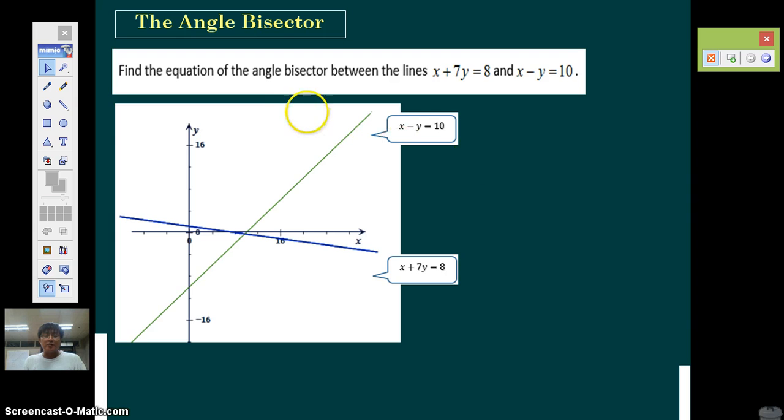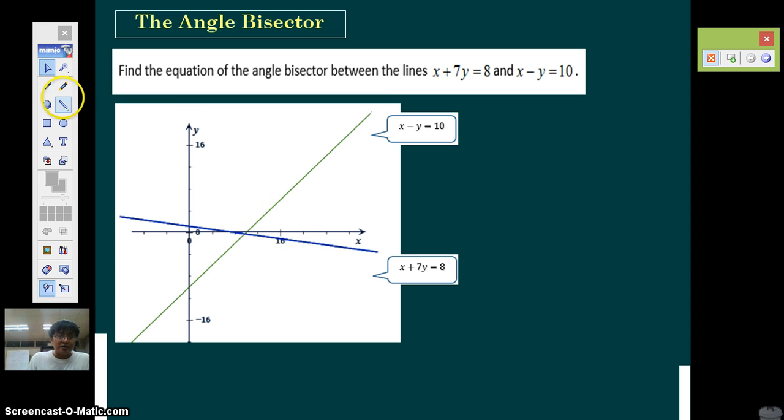Find the equation of the angle bisector between the lines x plus 7y equals 8 and x minus y equals 10. Now let's limit our problem to finding the equation of the angle bisector that will bisect the acute angle between the two lines. In this case, this will be the acute angle.